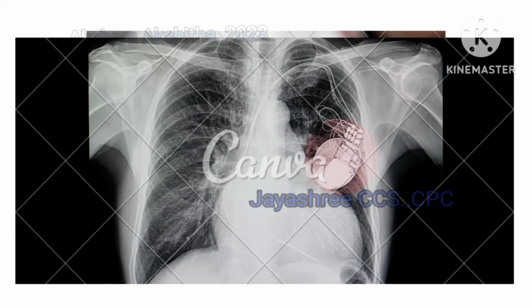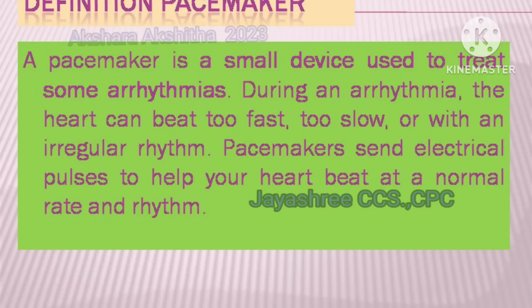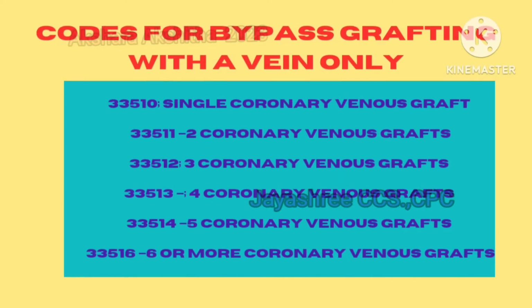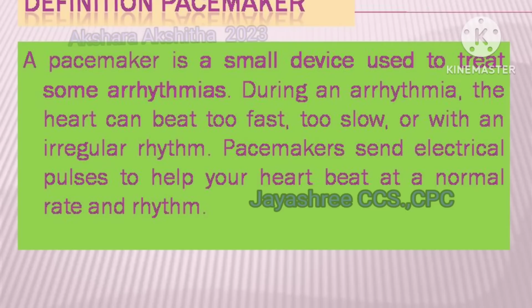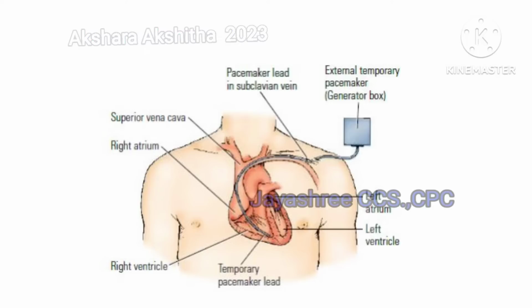Okay, so first point is the definition of the pacemaker. A pacemaker is a small device that is used to treat some arrhythmias. During an arrhythmia, the heart can beat too fast or too slow. To control that, the doctor may fix a device with electrical pulse wires. That is called a pacemaker. You can search on Google, where many definitions will come.